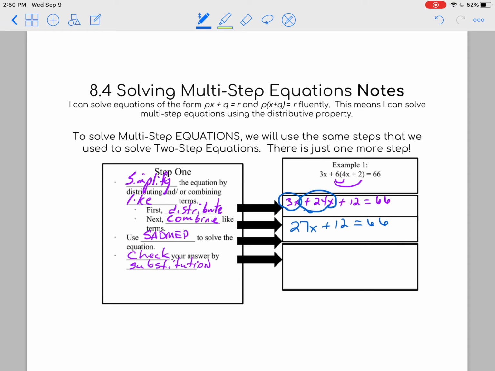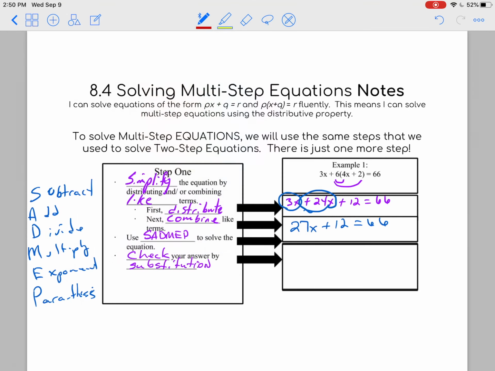Now I can use SADMAP to solve this. And what is SADMAP? Well, SADMAP is just doing PEMDAS backwards. So subtract, add, divide, multiply, exponent, parentheses. And you're going to work from the inside out. If you happen to have a big problem with parentheses, you'll go from the inside out. But here we go. So let's use SADMAP.